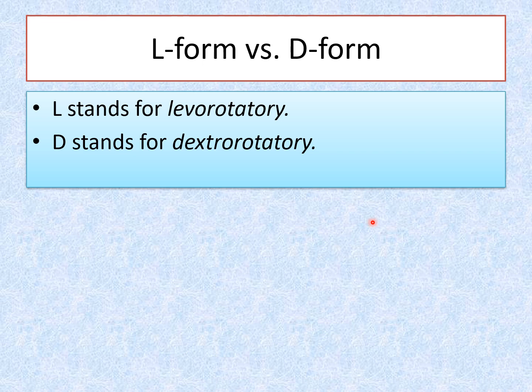Also, in the other video, I will be discussing the L form and the D form. The L will basically stand for the term levorotatory, and the D stands for dextrorotatory. So kindly access that video so that you will be reminded of the definition of these terms, and so we will be able to avoid confusion as we go along with our discussion on proteins.